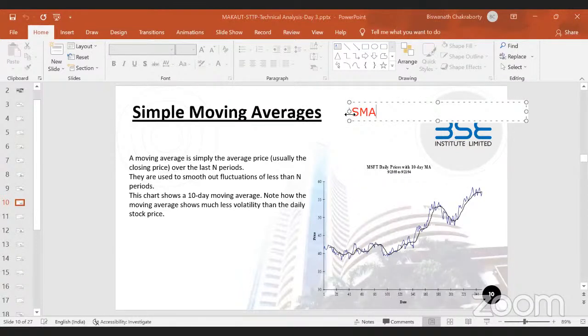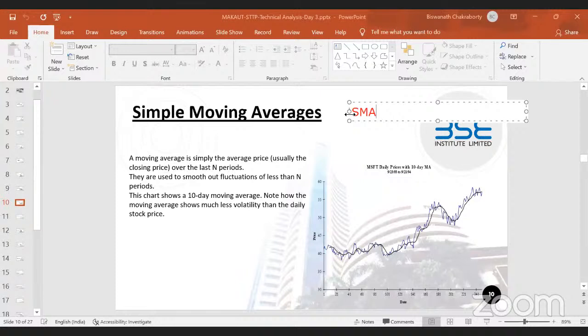So normally, what is the calculation process of a moving average? That is, we are going to consider the data and divide it by the number of data points, so we can get the average. So simple moving average means what? An average which moves. It starts moving when the old data are dropped off and new data come into place.